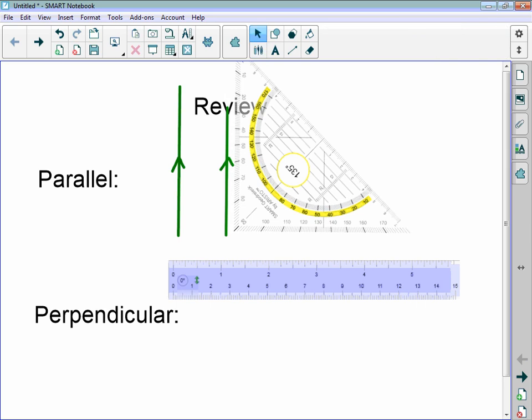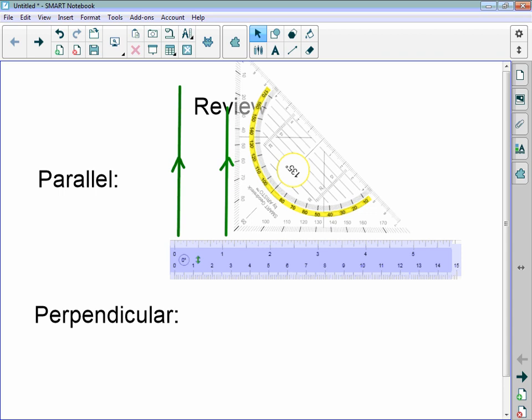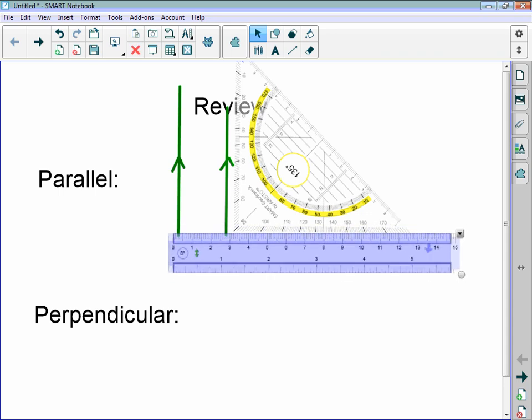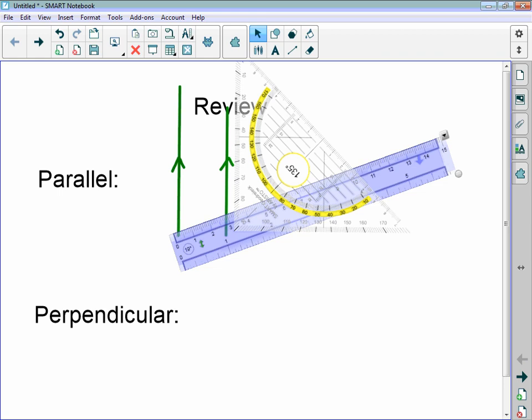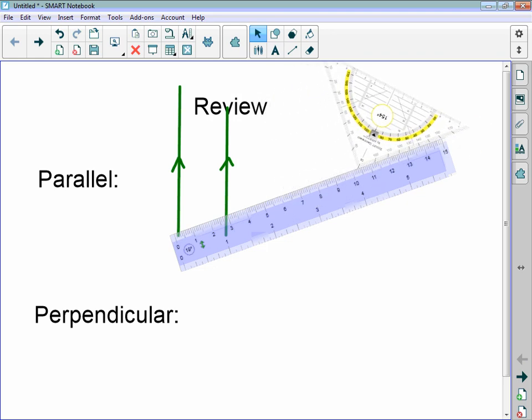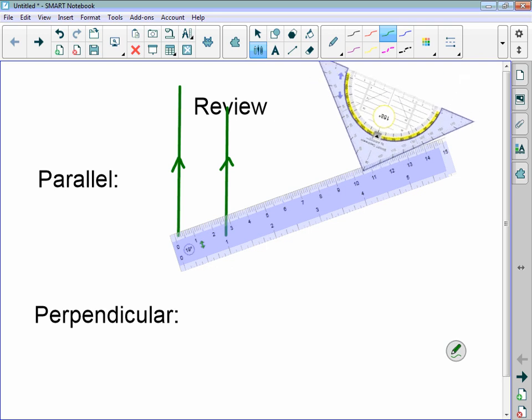This ruler does not have to be straight across. If I can figure out how to make it, here we go, like this. I could again just take my straight edge and set it so it too is at the same angle, something like that. And I could draw another set of parallel lines, like that.